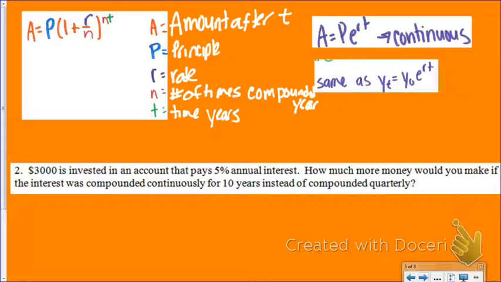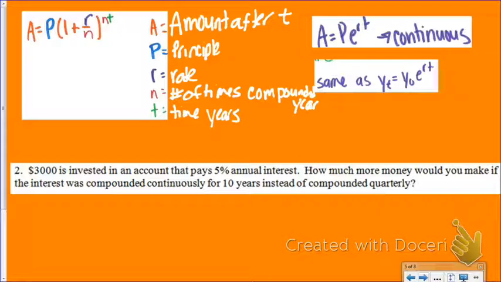So the last one I want to work out is just an example of compound interest, so you guys can see, again, the difference between the two formulas. It tells us $3,000 is invested in an account that pays 5% annual interest. How much more money would you make if the interest was compounded continuously for 10 years instead of compounded quarterly?